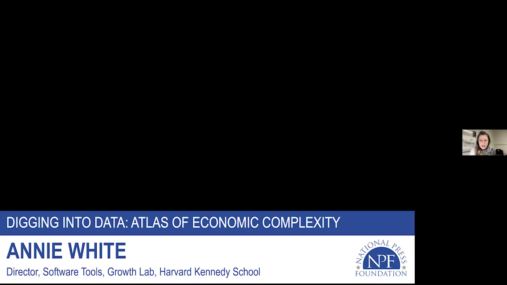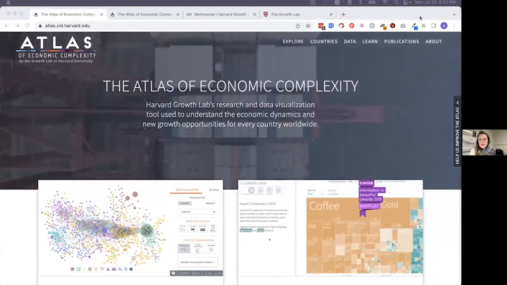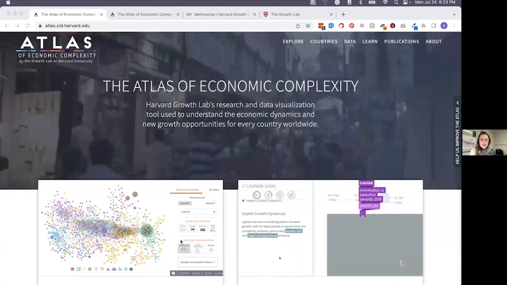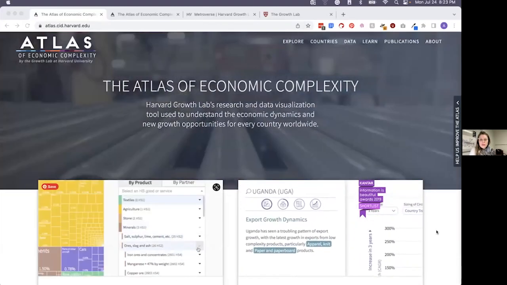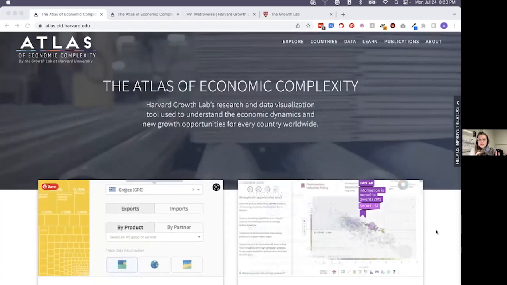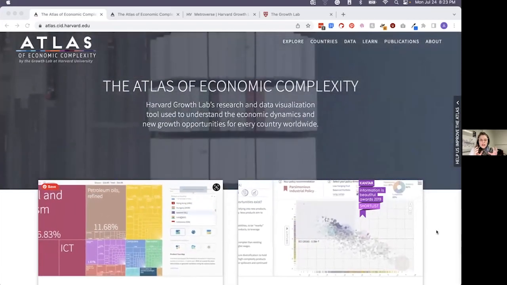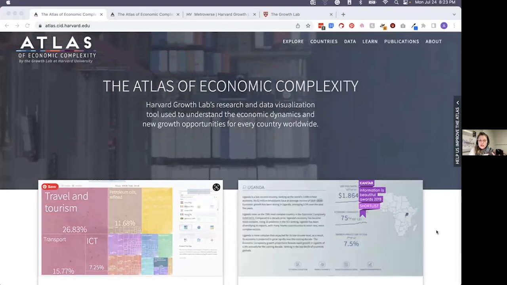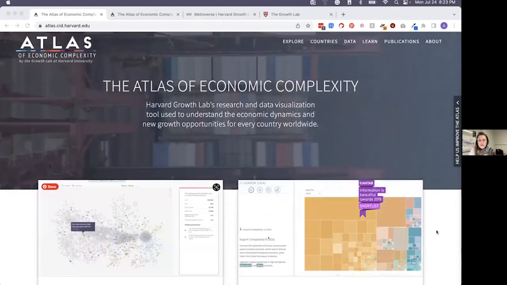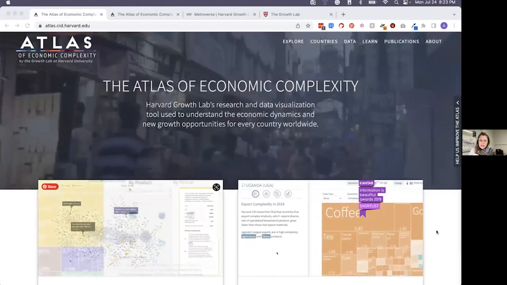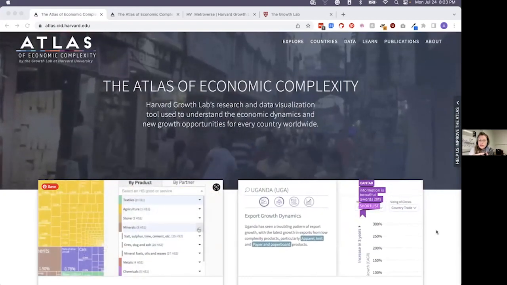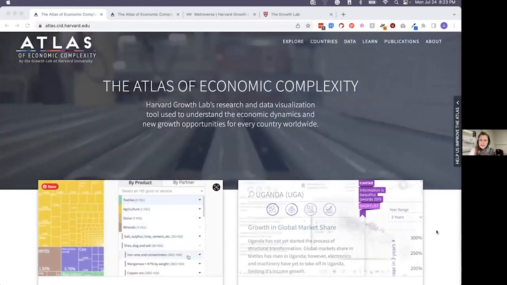I will share my screen so that we can get right to the Atlas. I think what Tim's presentation showed more than anything is that at the Growth Lab, we take a capabilities view to economic development, where we say the know-how that exists in your country today will strongly inform the opportunities available for diversification and growth in your country. So it's a very place-based approach.